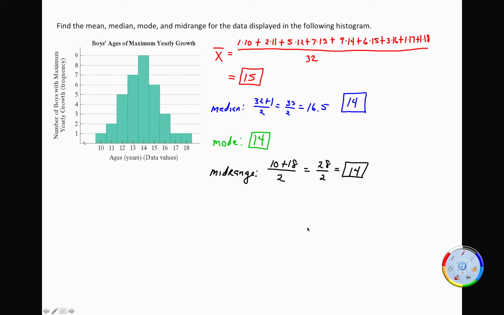Again, just a fluke that on the last two problems, the median, mode, and mid-range were the same number. They could all be the same number. They could all be different.